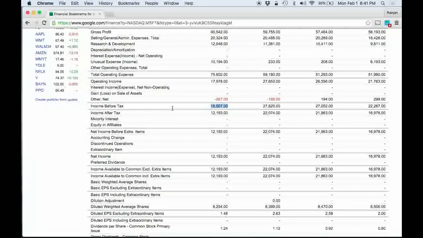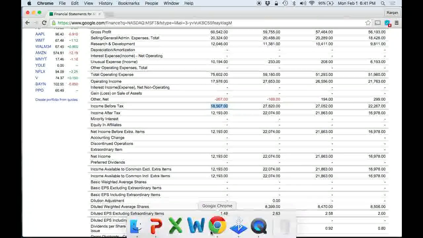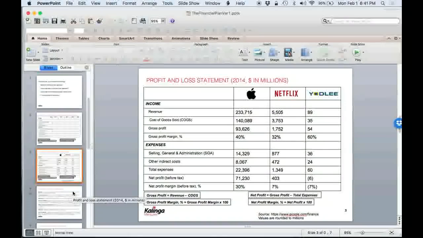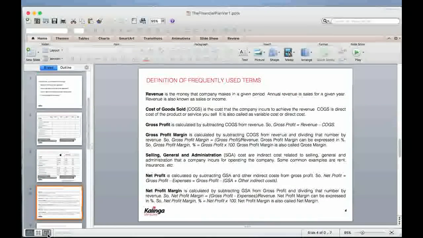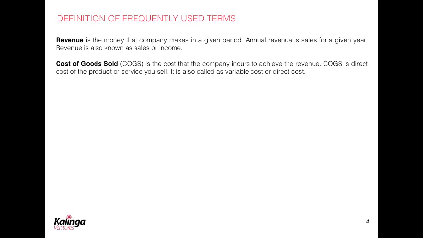Okay, so now let's get back to the presentation and let's go through the different terms and terminology once again. So as I said, revenue is also known as sales. So it is the amount of sales that a company makes for a given year, and cost of goods sold is the direct cost that is related to making that revenue.